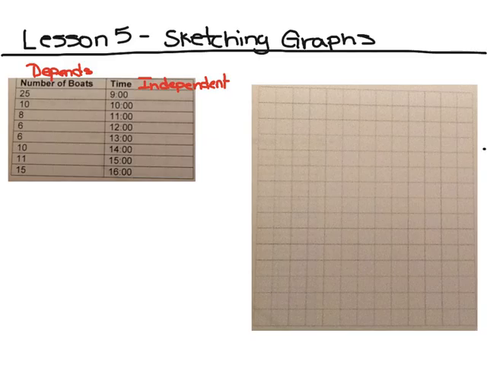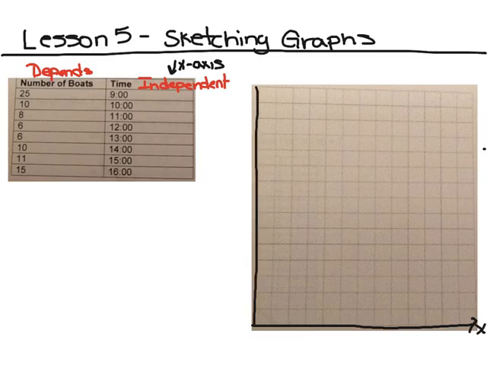So that means that we're going to use our independent on our x-axis. And we always put our independent on our x-axis. And our x-axis is the horizontal axis. So our y-axis goes up and down. So we're going to label this time.